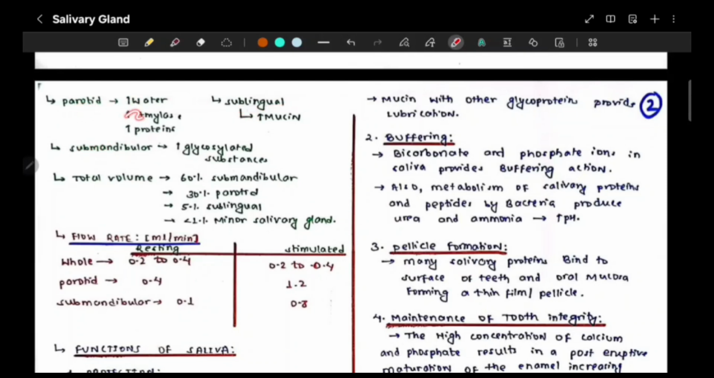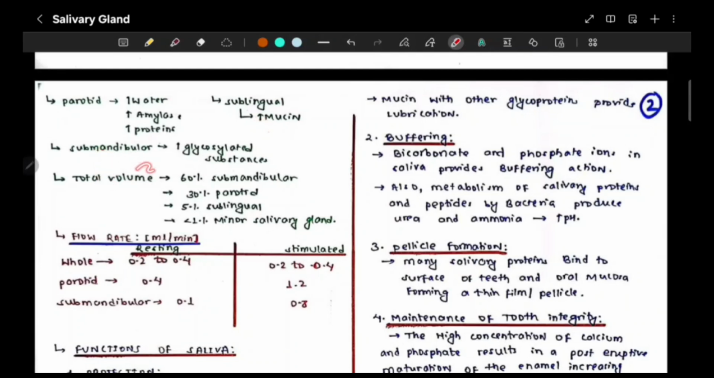The water that is present as a major constituent of the saliva is majorly produced by the parotid gland. It also produces more amylase, and more protein is secreted by the parotid. The secretion of the parotid is serous. I think you know about this. After that, the sublingual gland secretion is a mucinous type of secretion, and it secretes lots of mucin.